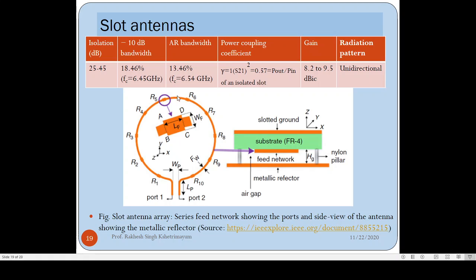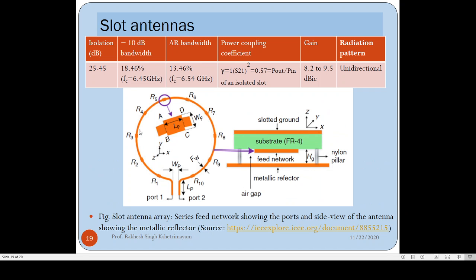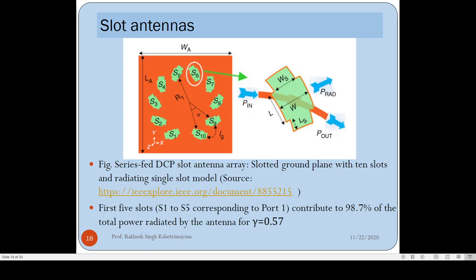And usually if you take your gamma, which is the ratio of P out by P in, as 0.57 for an isolated antenna, then what we observe is that when I give a signal at port 1, most of the power will be radiated from the first 5 antennas. When I put a signal in port 2, most of the power will be radiated from these 5 slots: R10, R9, R8, R7, R6. This is the feed line, but the corresponding slots will be S10, S9, S8, S7, S6.